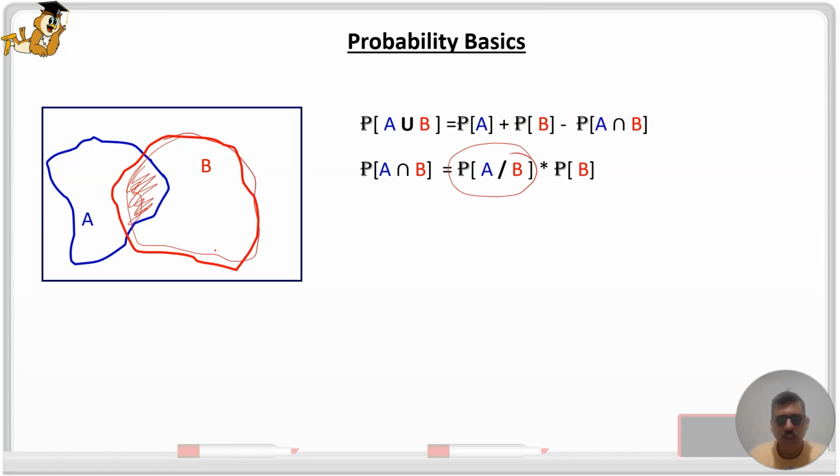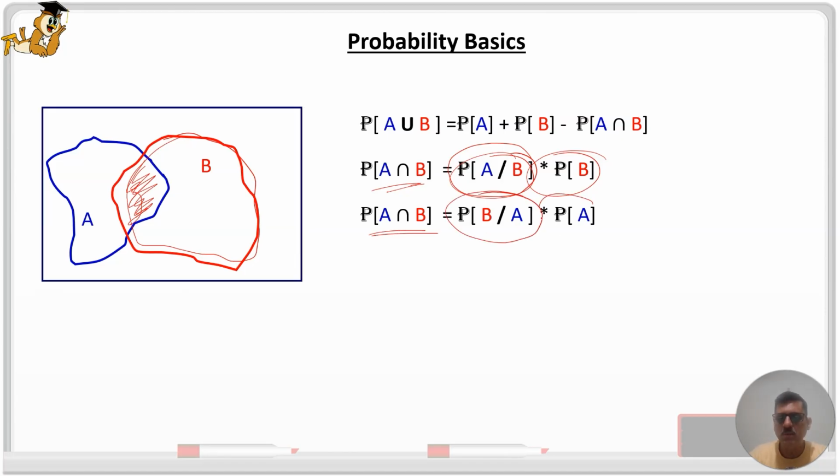So that would be probability of A given B, and probability of A intersection B is A given B multiplied by the probability of B. Similarly, you could interchange B and A. Probability of A intersection B is also probability of B given A multiplied by the probability of A. And therefore, if you equated the right hand sides of these two equations, you get this equation.